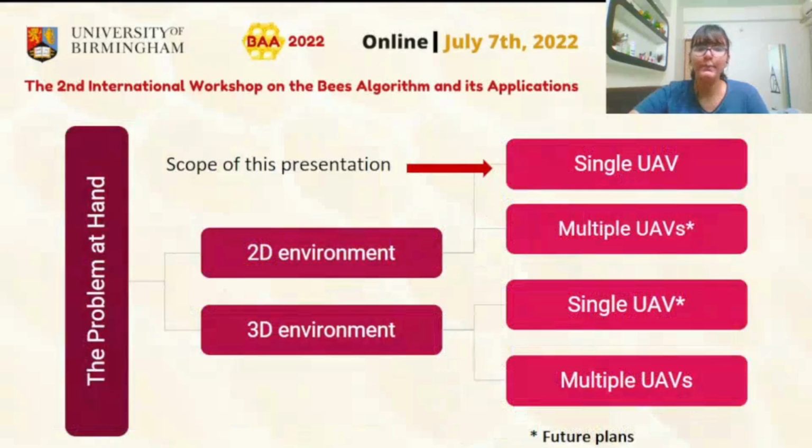The problem can broadly be divided into 2D and 3D environments, each having two subcategories of single and multiple UAVs. This presentation largely focuses on our work on the 2D single UAV problem, following which we shall also present some of our ideas and plans for future work on 2D multiple UAVs and the 3D single UAV problems.